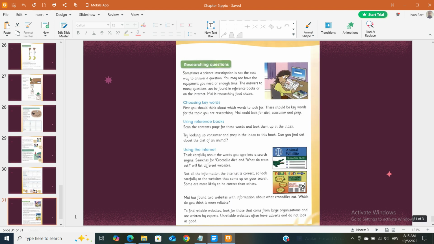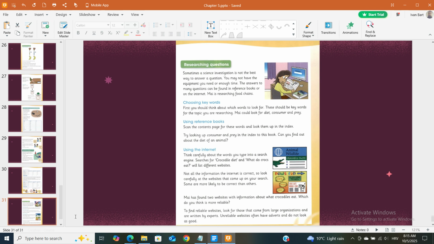Researching questions. Sometimes a science investigation is not the best way to answer a question. You may not have the equipment you need or enough time. The answers to many questions can be found in reference books or on the internet. Mai is researching food chains.